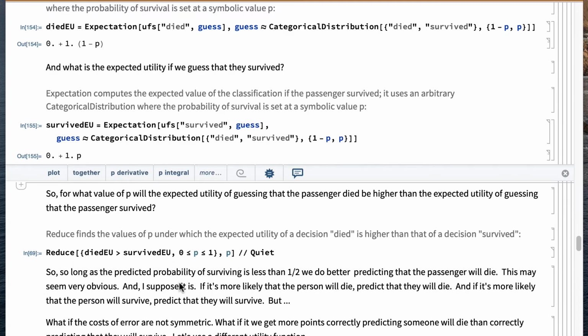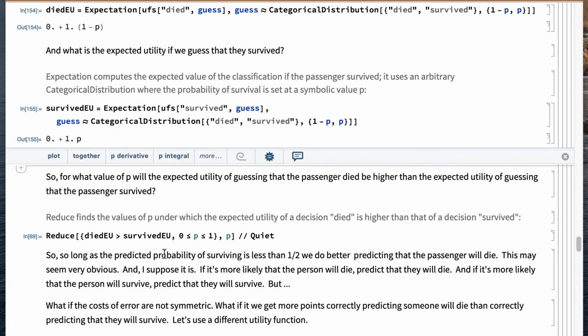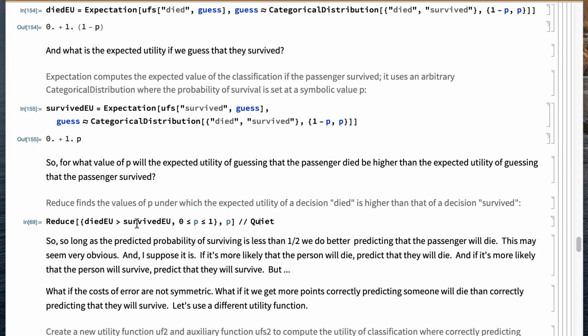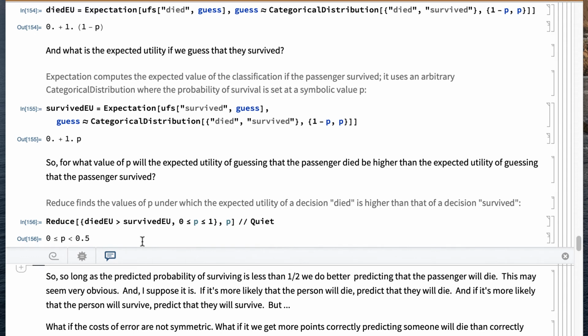And now I want to find out which guess is likely to give us a higher utility. So I'll use reduce for that, and I'll add a quiet because it comes up with an irritating warning. And it tells me, okay, if p is less than 0.5, if the probability that they survived is less than 0.5, you should guess that they died. And if the probability is greater than 0.5 that they survived, you should guess that they survived.